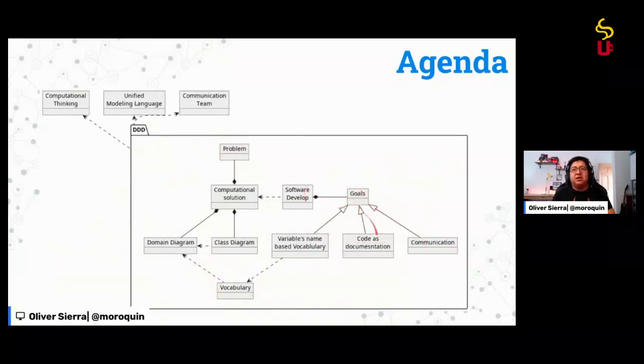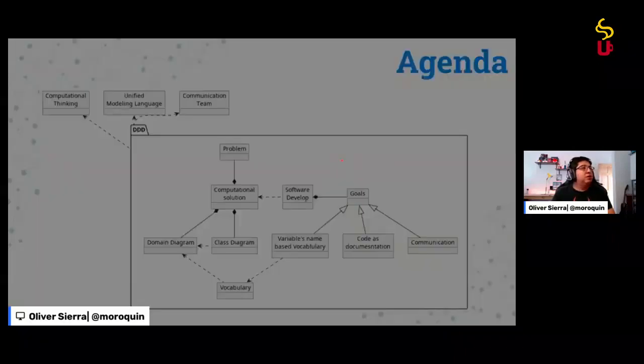So the goals are code as documentation, because it's important that our code expresses in a good way what we are doing, and having cohesive code, and the communication itself, because if we talk and solve problems with our teammates and we speak in a good way, we can communicate well. And the last thing that we are going to discuss is variable names based on the vocabulary.